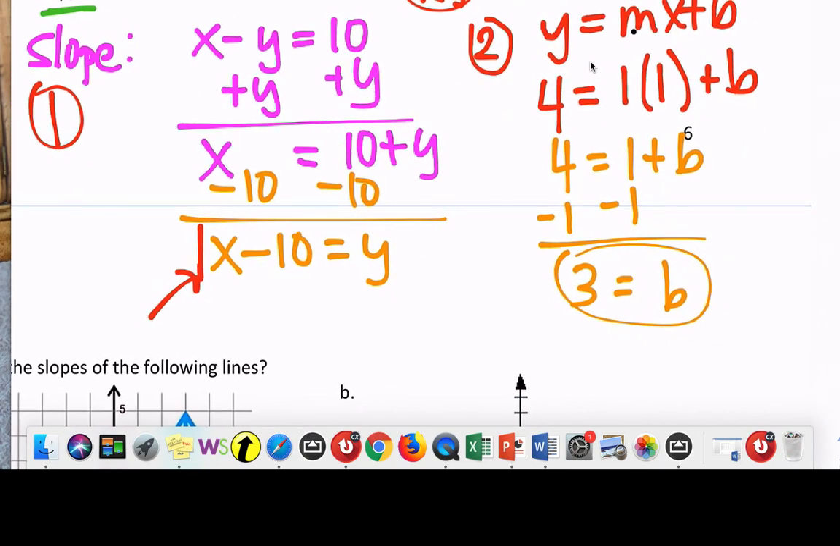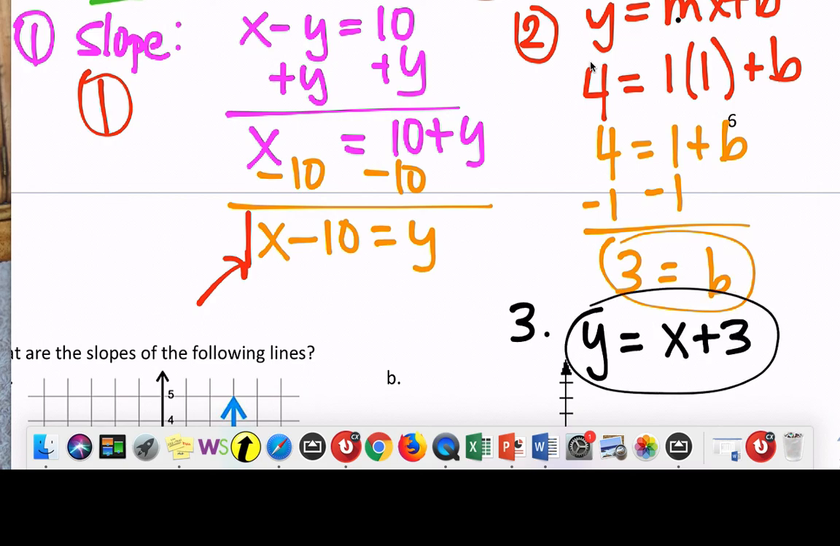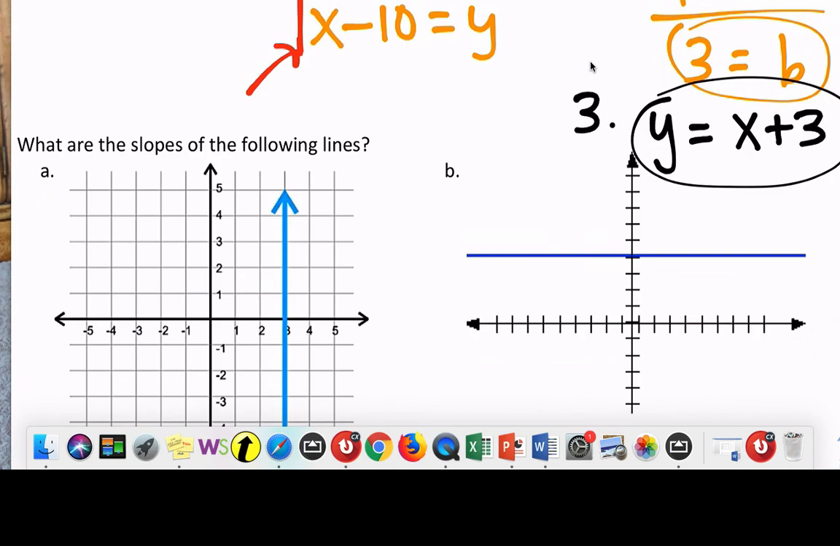Okay, so first step, find the slope. Second step, plug in your point and your slope and solve for the y-intercept. Third step, rewrite the equation. So we have y equals, and it was 1x, so I'll just put x, plus 3. You could also write 3 plus 1x or 3 plus x. So there's the equation of the line that passes through the point given and is parallel to the line given.